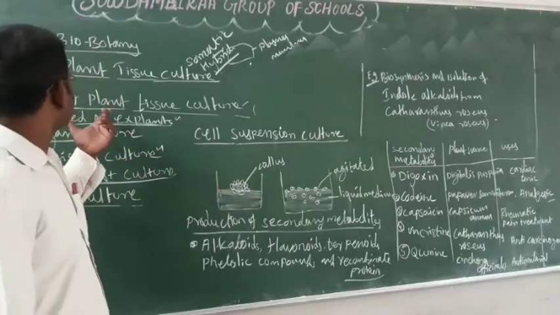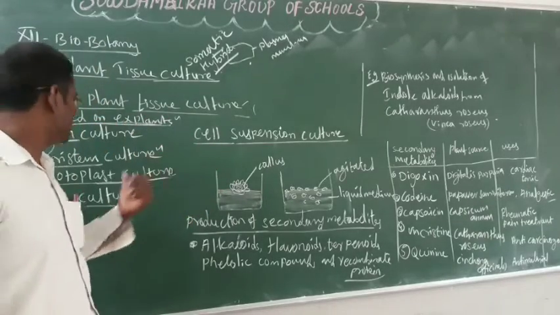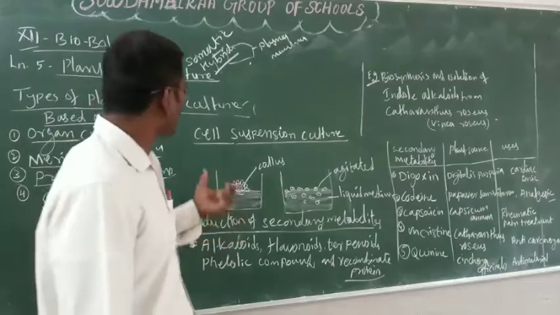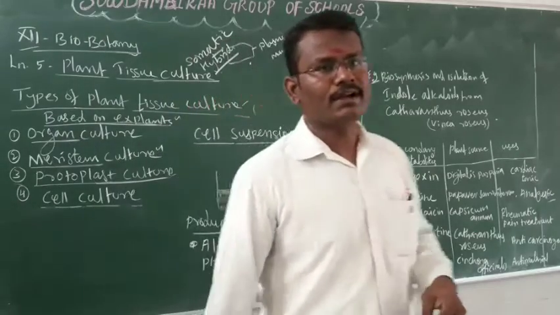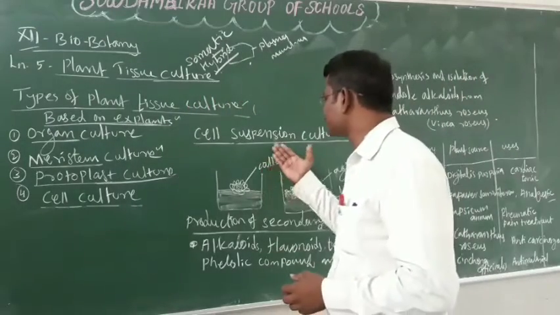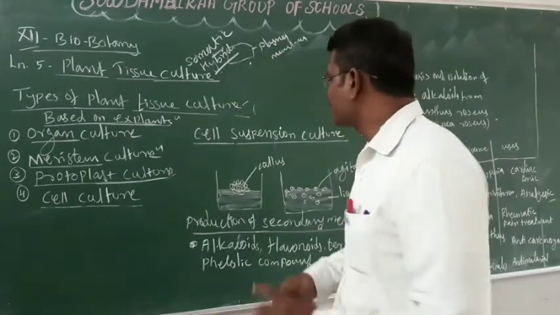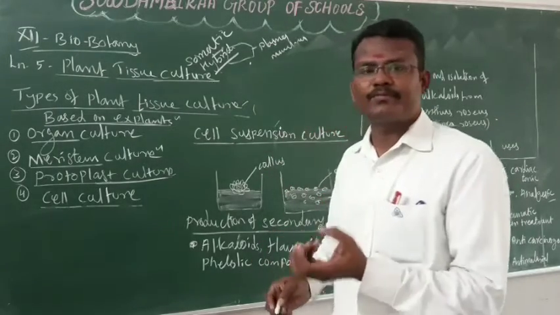the fourth type of plant tissue culture, cell culture. Cell culture or cell suspensor culture. What is a cell suspensor culture? Cell suspensor means a hanging of the cell.